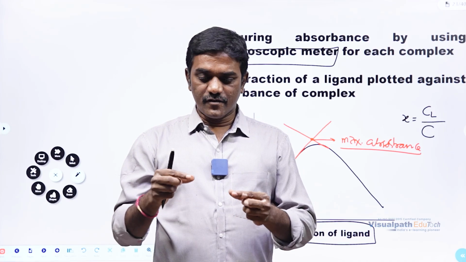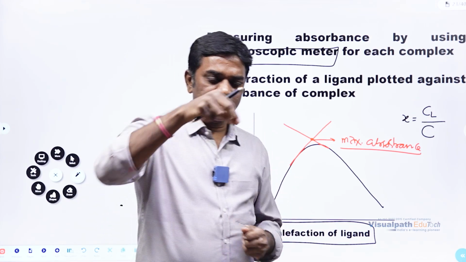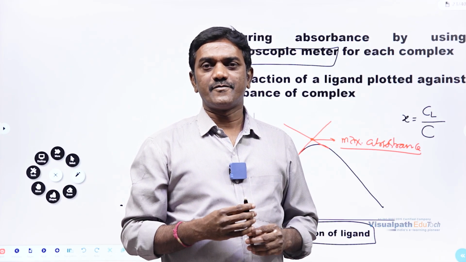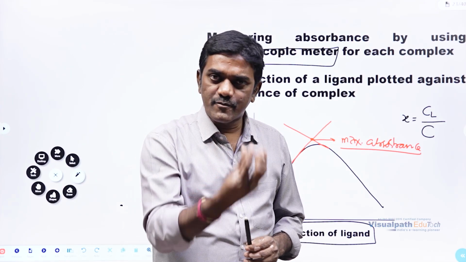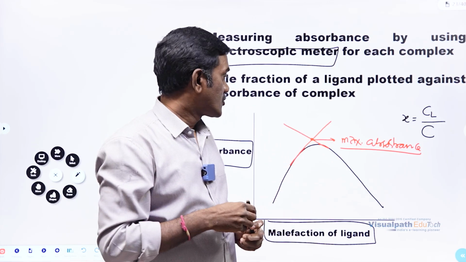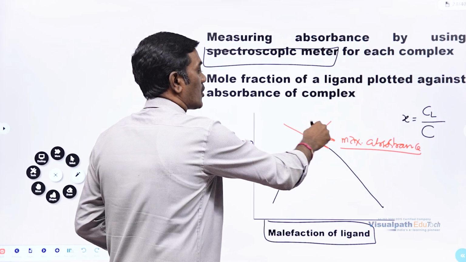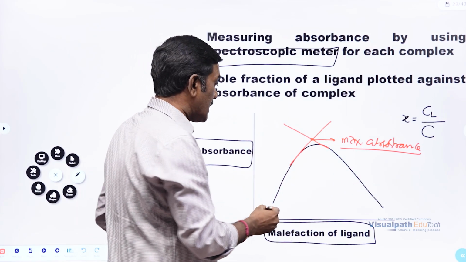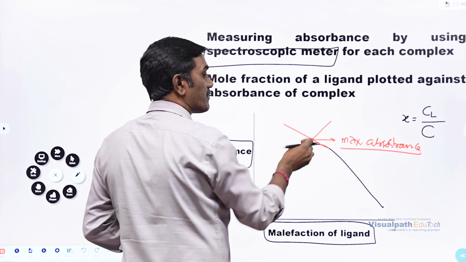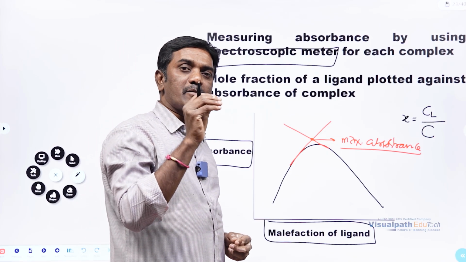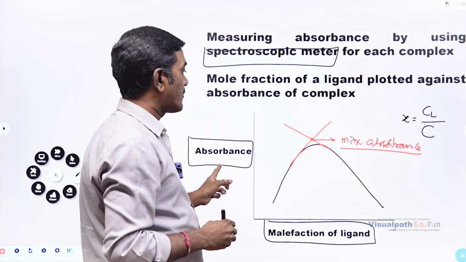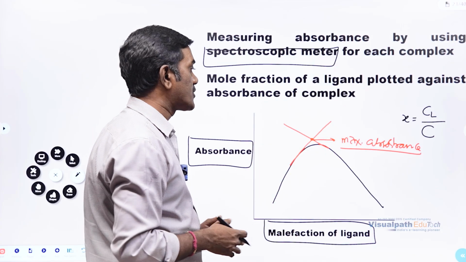Imagine that after preparing the solution in a test tube, we pass a light through it, and how much light is absorbed by this solution is called absorbance. The absorbance will be recorded in the spectrometer, and from there we will record the value. Based on that value, if you draw a graph, it will look like this. Why? Because the ligand is going to increase, and the maximum absorbance will be given by the place where exactly the number of ligands matches the metal. So we draw the graph of mole fraction of ligand versus absorbance, and this graph is going to look like this.